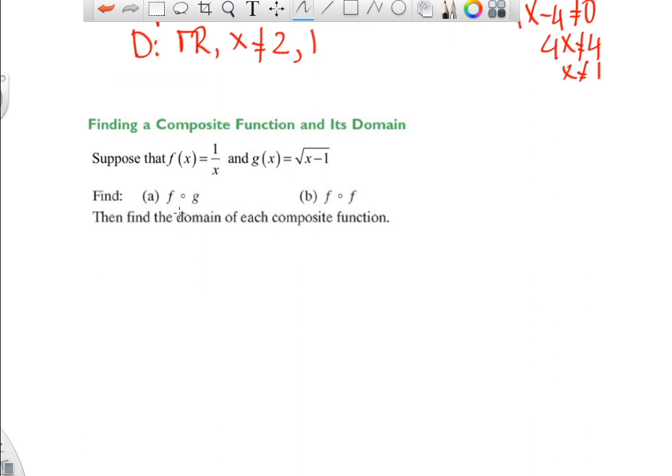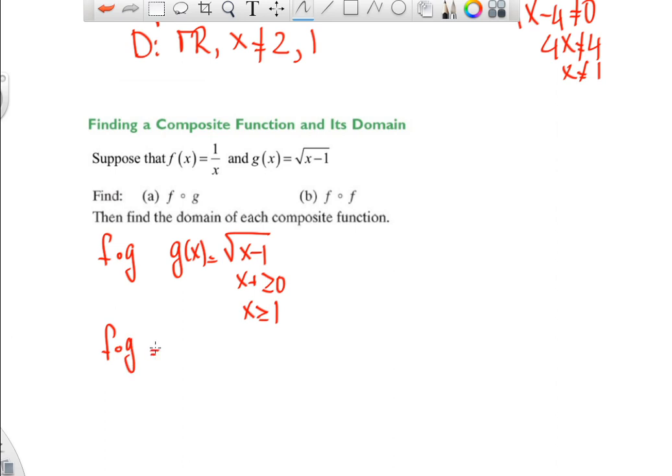I'm going to find this one and then find the domain as well. So since I have to find the domain, so f of g, let's look at g first. So g of x says the square root of x minus 1. So x minus 1 has to be greater than or equal to 0, so x has to be greater than or equal to 1.